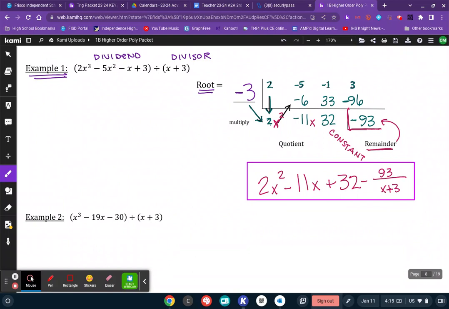Okay, so let's go ahead with example number 2 now, and I'd like for you to try to set it up. See if you can set it up by listing the coefficients and writing your divisor in the correct spot. So I'm going to wait just a moment or two, or you can pause the video, set it up, and then check with what I have.